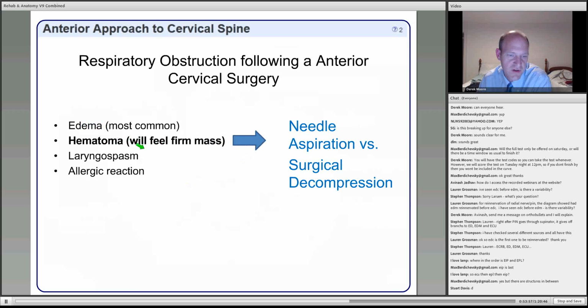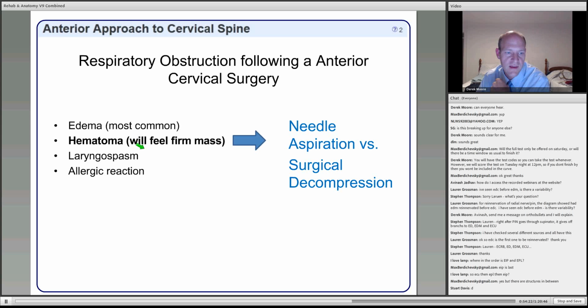So the situation in this question is you have a patient who had anterior surgery and now she's having respiratory compromise. So there's several different causes of respiratory compromise after anterior cervical surgery. The most common one is edema. However, the most dangerous one is a hematoma. And basically what happens is after you close the platysma, blood can accumulate with enough pressure to close the trachea and the airway.